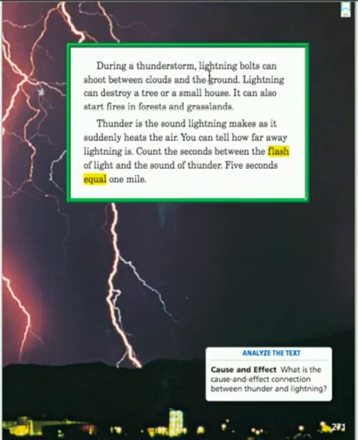During a thunderstorm, lightning bolts can shoot between clouds and the ground. Lightning can destroy a tree or a small house. It can also start fires in forests and grasslands. Thunder is the sound lightning makes as it suddenly heats the air. You can tell how far away lightning is. Count the seconds between the flash of light and the sound of thunder. 5 seconds equal 1 mile.